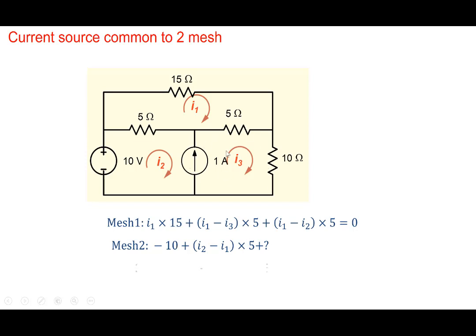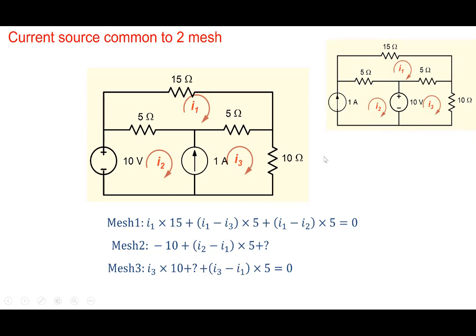Similarly, if we want to write it for this, if we start from here, let's say this I3 into 10, fine, but what is the drop here? We are unable to write, and here will be I3 minus I1 into 5. So while writing KVL we don't know what to write in terms of voltage drop across this current source, which is shared between two meshes here, right? Which is common to two meshes here. So we are unable to proceed, and the procedure is the same.